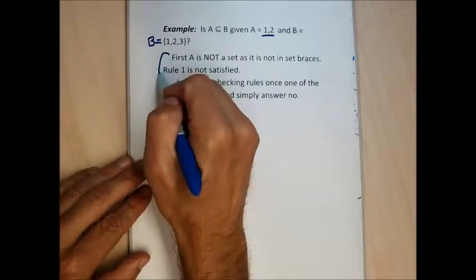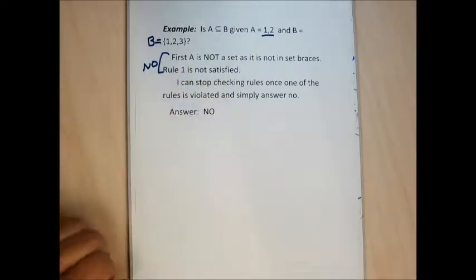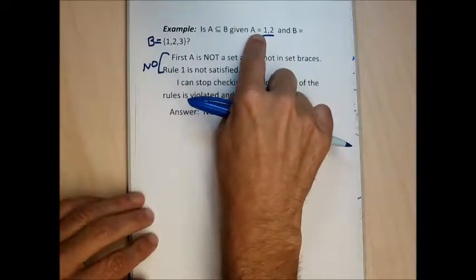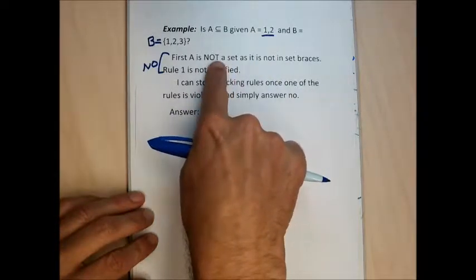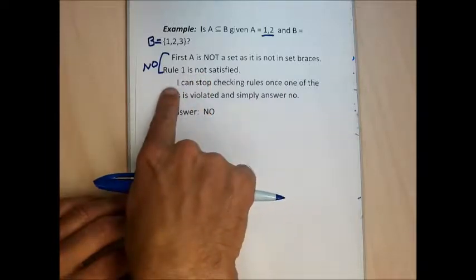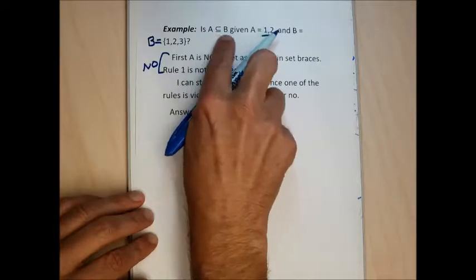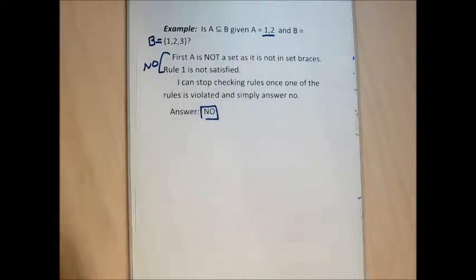So the first rule is violated, because in order to be a subset, the set A, or the first letter that's written, has to represent a set. Because A doesn't represent a set, rule 1 is violated, or it's not satisfied. So I can stop checking. Once one of the rules is violated, the answer to this question is no. So here, A is not a subset of B.